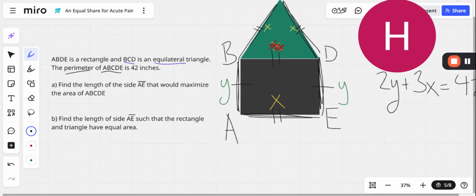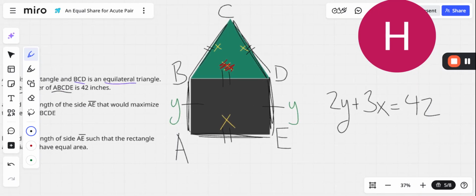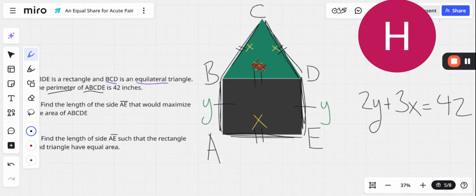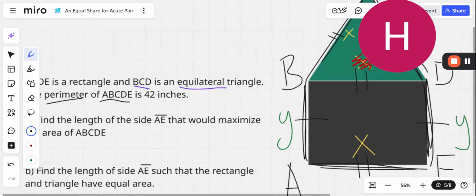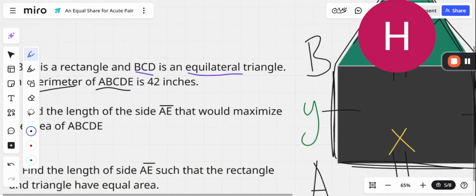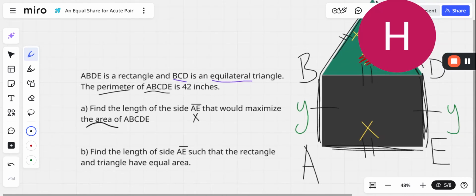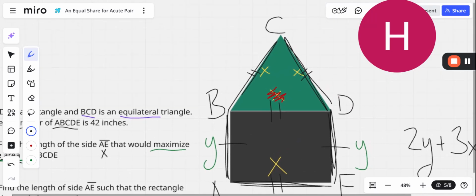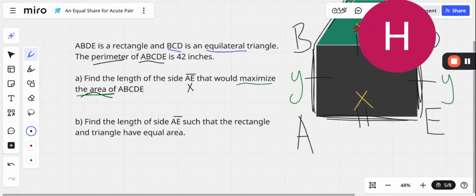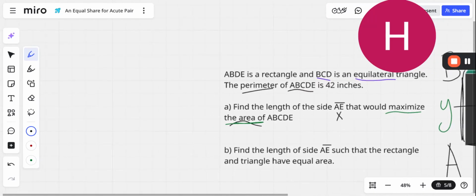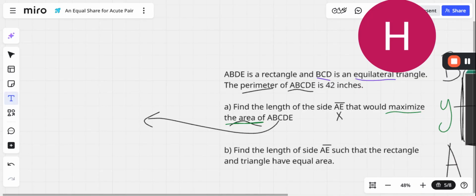All right. Now this is true for parts A and B, this constraint that the total perimeter is 42 inches. We need to find the length of the side AE. Well, AE is the value X. That would maximize the area. This is huge. We want to maximize the amount of space. So with a limited perimeter, we want to make it as big as possible. How do we represent the area of ABCDE? Well, this is a composite shape, right?